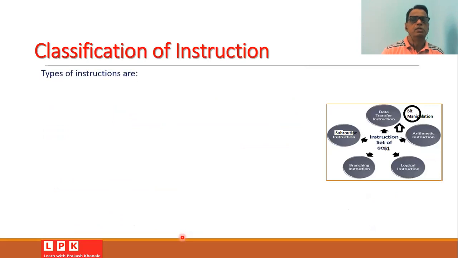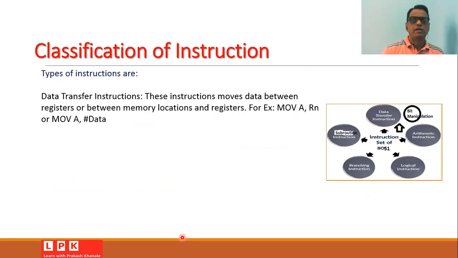So let us understand them in detail. In the classification of instructions, as I told you, the first type of instruction is called the data transfer instruction. These instructions are used to move the data between the registers, or between the memory location and registers. For example, when we write an instruction such as MOV A, Rn, the data is moved from the specified register Rn to the A, or accumulator. It is also possible that the immediate data provided can be moved to the accumulator by using an instruction such as MOV A, #data.